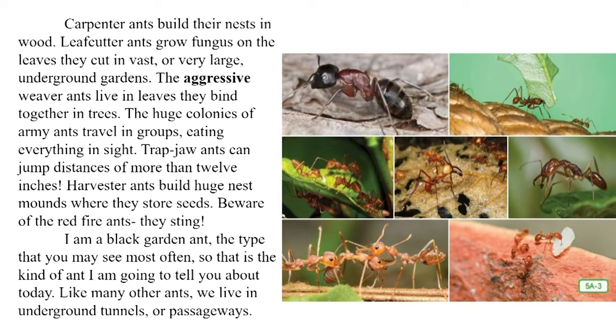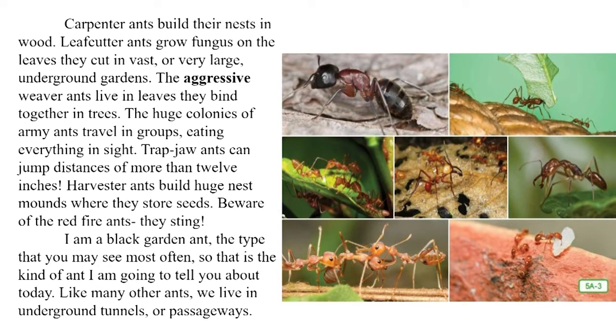Carpenter ants build their nests in wood. Leafcutter ants grow fungus on the leaves they cut in vast, or very large, underground gardens. A fungus is a type of living organism, not a plant or animal. Mushrooms form as part of one kind of fungus. The aggressive weaver ants live in leaves they bind together in trees. The word aggressive means forceful or ready to attack.